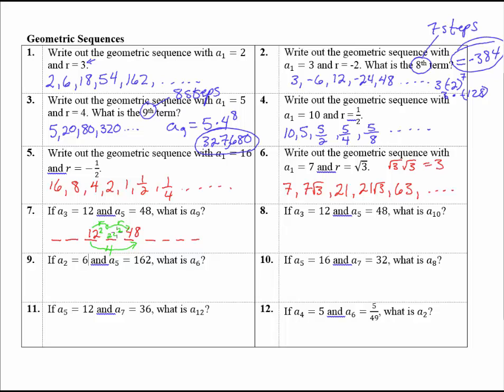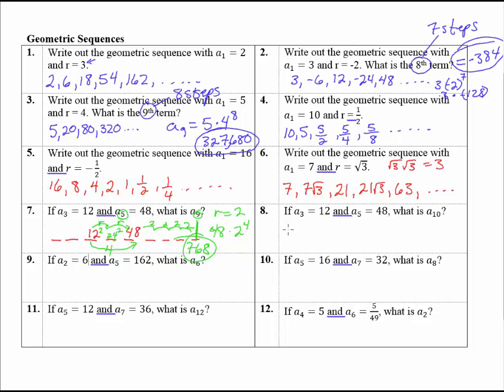So that guy's a 24. So the common ratio is 2. Now, from 5 up to 9, that's taking 1, 2, 3, 4 more steps. So we're going to take 48, and we're going to times by 2 four more times. See, we times by 2, 2, 2, 2. It's 2 to the 4th power. So when we punch that into the calculator, 48 times 2 to the 4th power, we get 768. That is a sub 9.